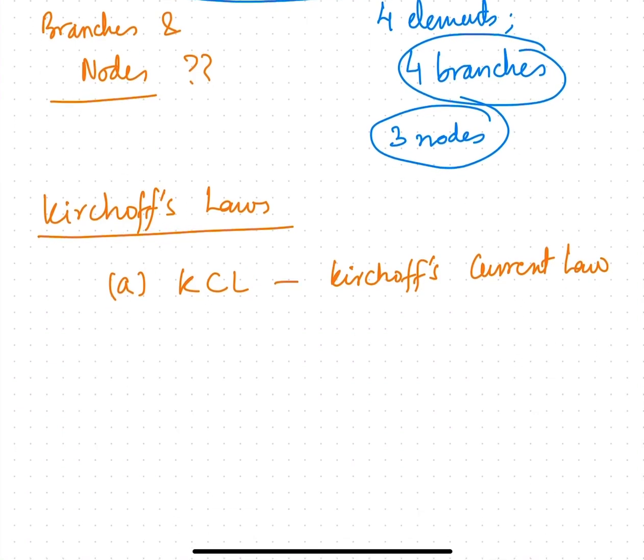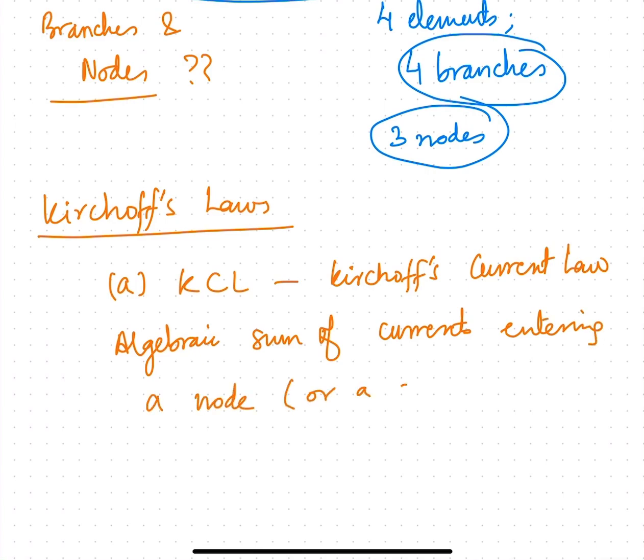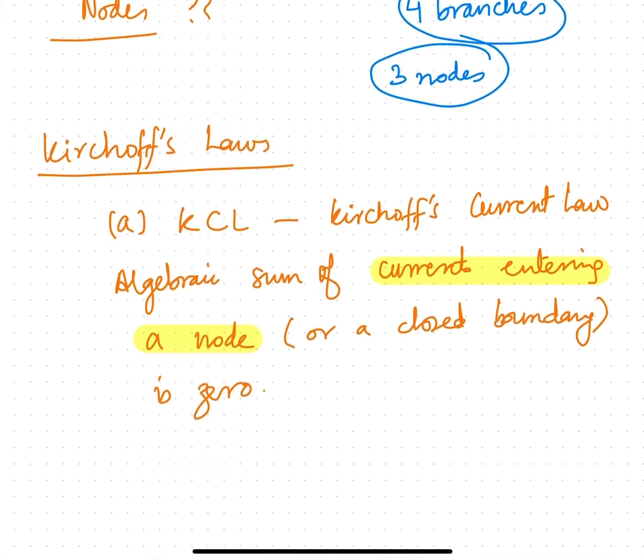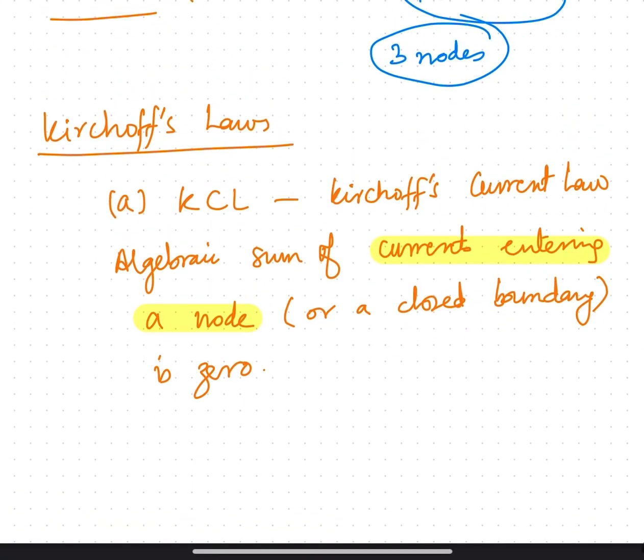Kirchhoff's current law states that the sum of currents entering a node or a closed boundary is 0. Okay, so the algebraic sum of currents, you have to note this, algebraic sum of currents entering a node is 0. This is Kirchhoff's current law, or KCL for short.